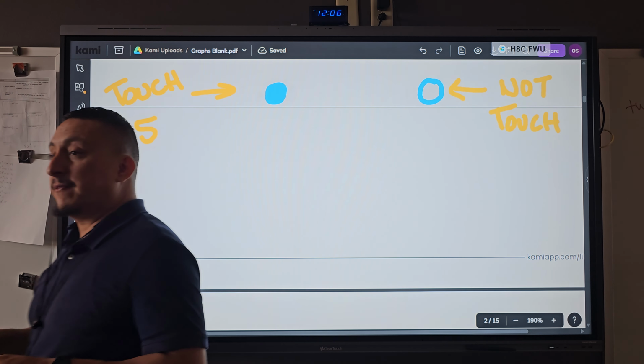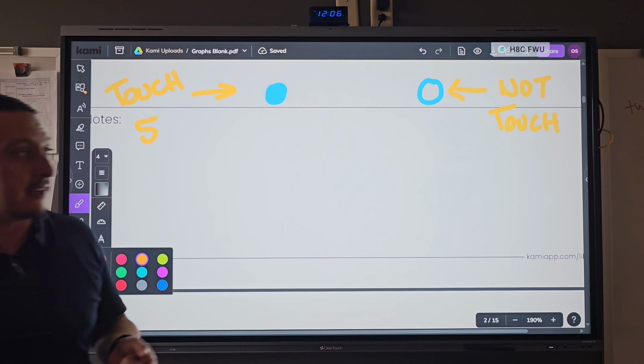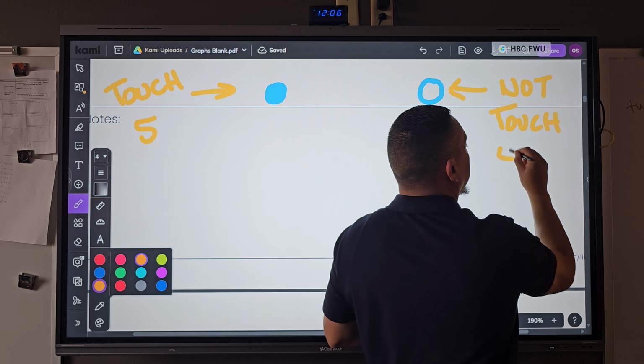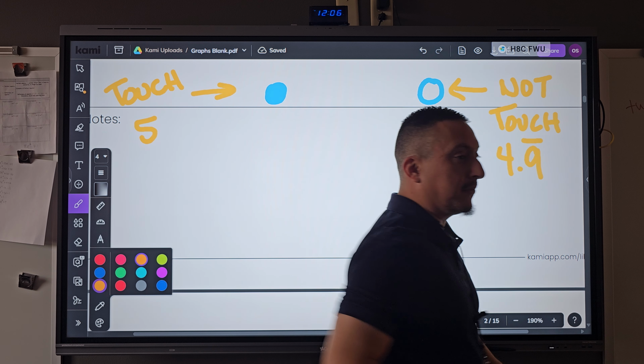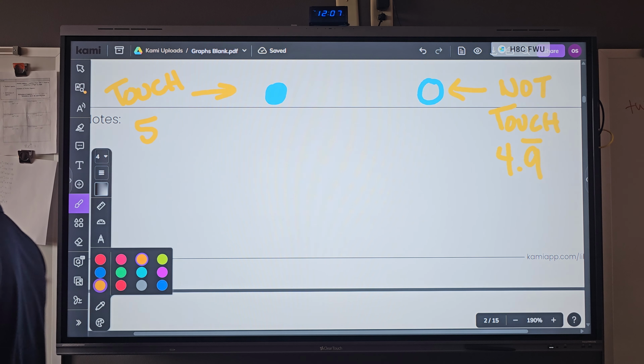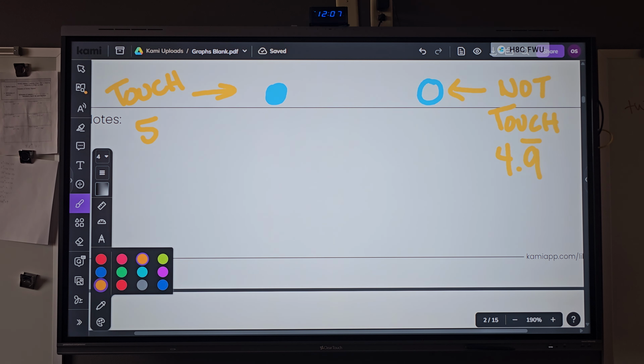But it would get infinitely close. Okay, and how close is infinitely close? Like 4.9 repeating forever close. Okay, as close as you can possibly get to something without being on top of it. Okay, that's the difference between an open dot and a closed dot.